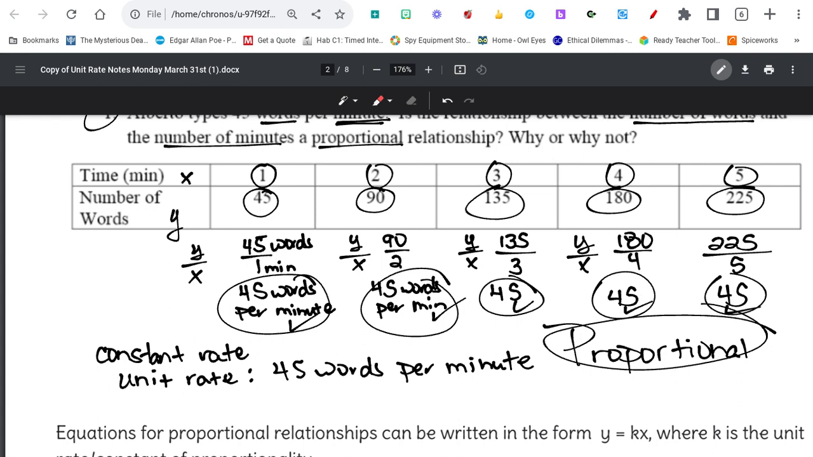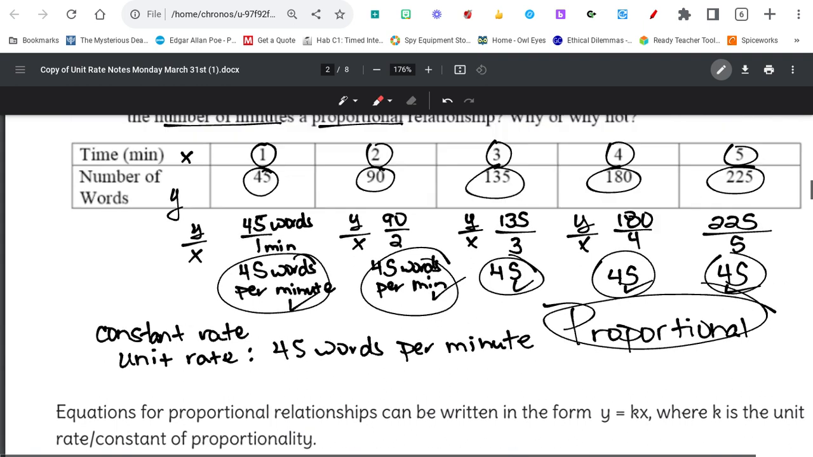Now, if you find a table of values or you find a relationship that is proportional, you can write an equation for these things. I can write an equation for this table of values.